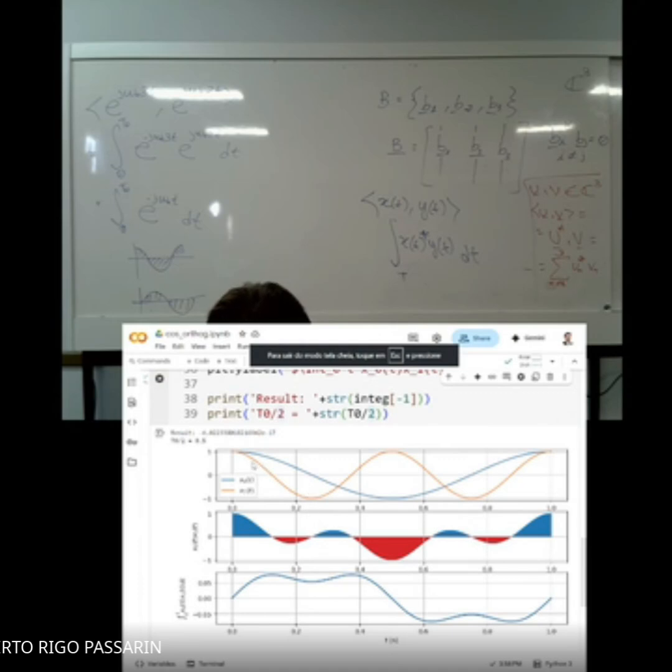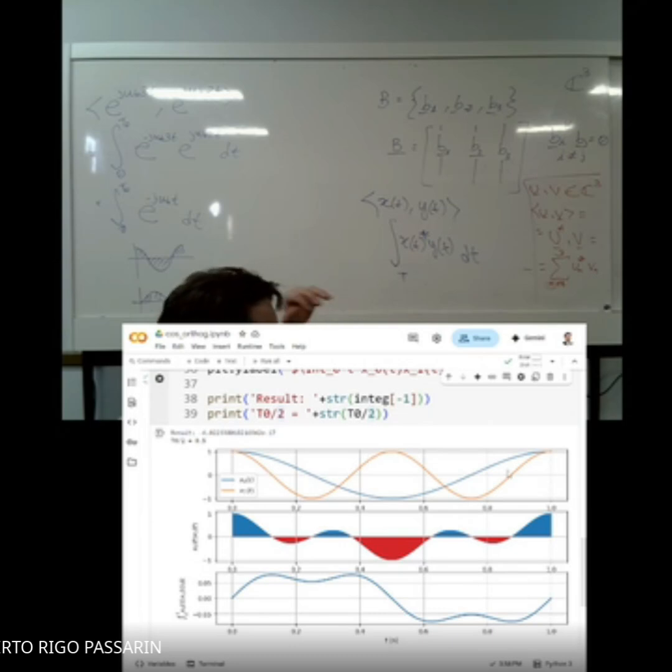So here we are, x0, x1, both are cosines. In the first case, with x0, I have one period, here I have two periods. Here's the product of them, and I am painting positive parts with blue, negative parts with red. And this third graph shows the integration of the product over one period. The period is normalized here. It's going up to 1.